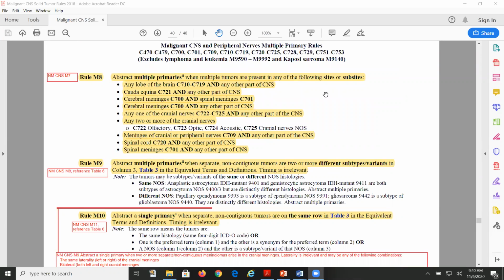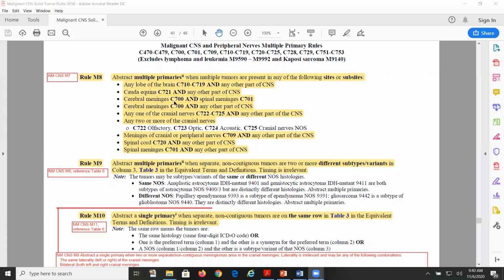M8. Now notice M8, abstract multiple primaries when multiple tumors are present in any of the following sites or subsites. Any lobe of the brain, C710 through C719, and any other part of the central nervous system. And then I'm not going to list all these, but they give you the examples of when you have a tumor in the brain and then a tumor in, say, for example, the meninges. They would be separate primaries.